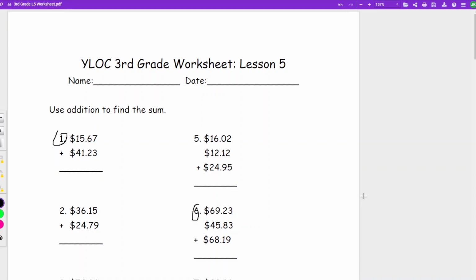This is YLog 3rd grade worksheet, lesson 5, and I'm going to be doing the circled questions. Okay, number 1, to add these numbers, I'm just going to add them up by which place they're in.